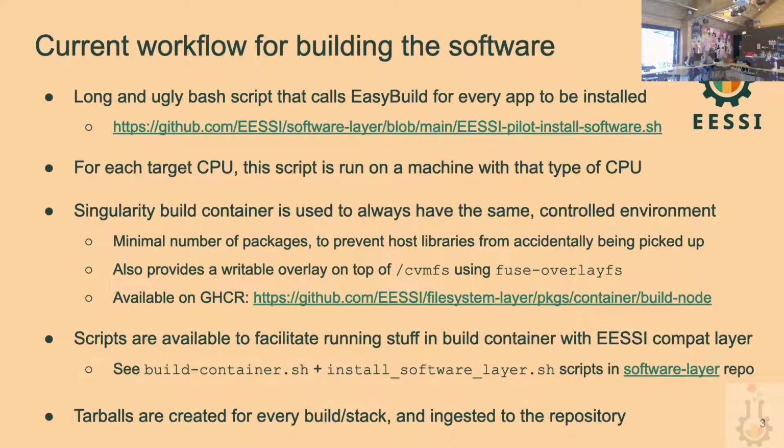Our build container includes CVMFS, so we can mount the EESSI repository. It also includes Fuse overlay FS, so we can have a writable overlay on top of the read-only mount of CVMFS. And this is how we can just do an installation on top of CVMFS, which is usually read-only. We have some scripts as well that then create a tarball from everything that was added. The script detects what was added in the overlay. It grabs all those directories, packs them in the tarball, and we then send that to the Stratum 0 where it's actually ingested.